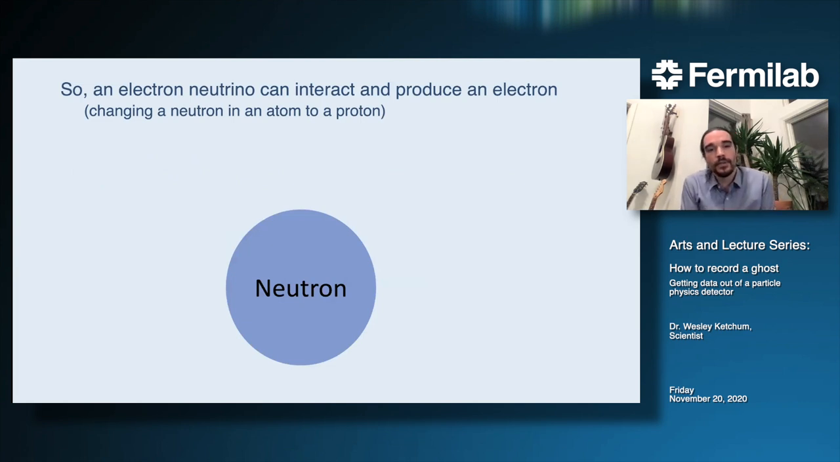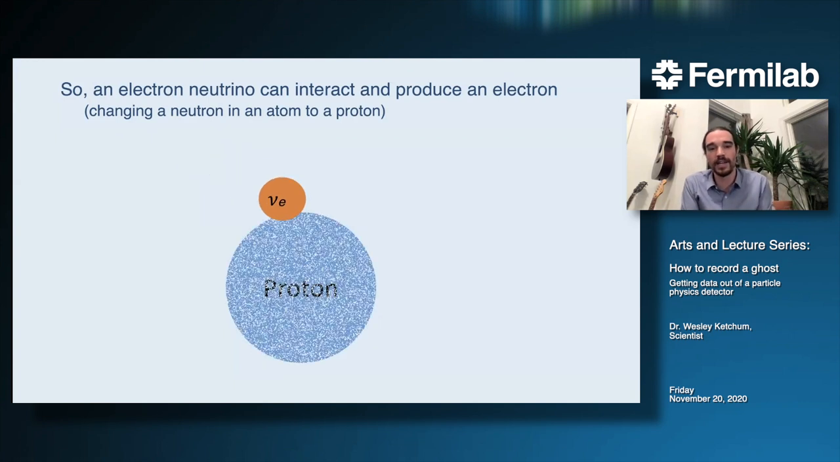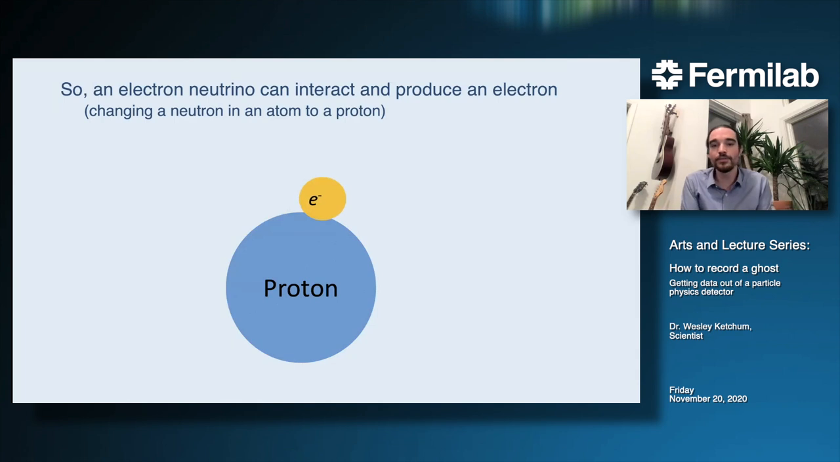When we detect a neutrino and talk about its flavor, the flavor is really tied to its partner lepton, so either the electron, muon, or tau. Let's say we have a neutron here, and we have an electron neutrino come in. This is kind of the reverse of the beta decay we talked about before. That neutrino will interact with the neutron and turn it into a proton, and it will produce an electron as well. That's if it's an electron neutrino.